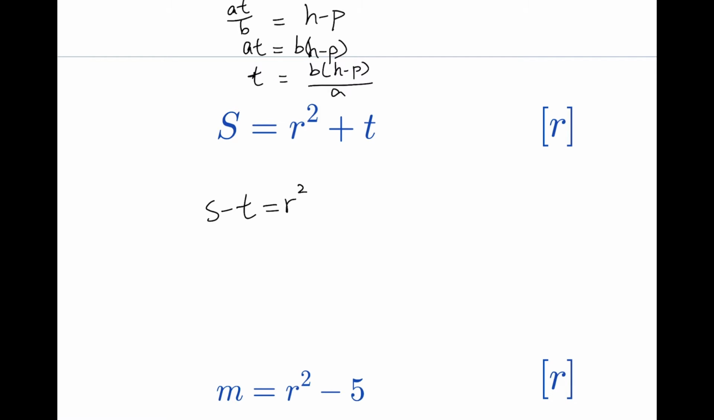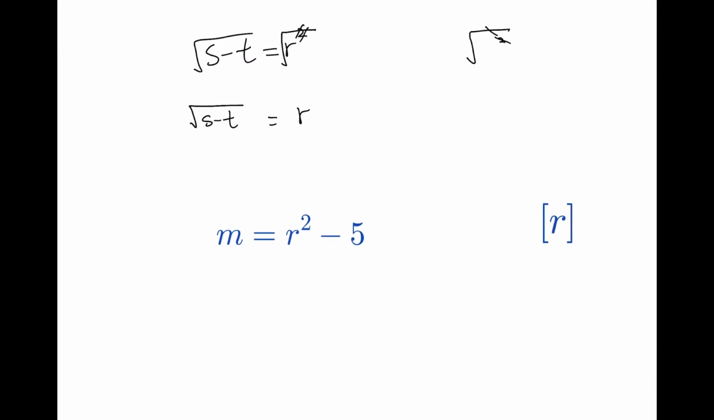Oh, how do we deal with squared? If you have to deal with a square, what you do is put a square root on both sides. So r is left with this thing, because square and square root cancel each other. Okay, square and square root cancel each other. So that's why r is left with the square root of s minus t.